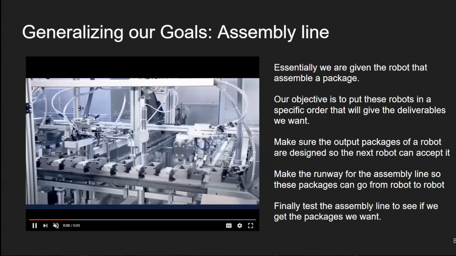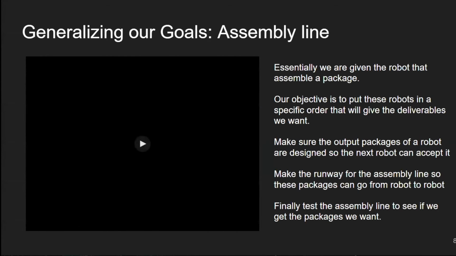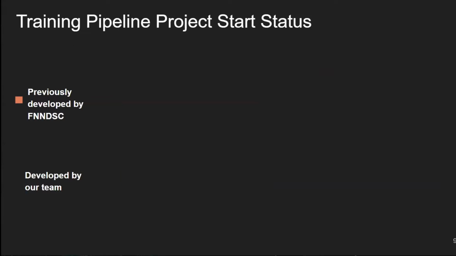So generalizing our goals, basically we will create an assembly line. Essentially we are given the robots that assemble the package. Our objective is to put these robots in a specific order that gives us the deliveries we want. We need to make sure the output of a robot is designed so the next robot can accept it. We need to make sure the runway for the assembly line is accurate so these packages can go from robot to robot. And finally, we need to test the assembly line.